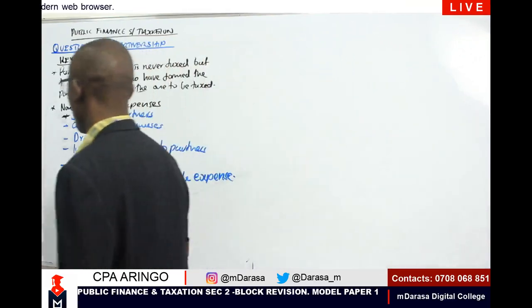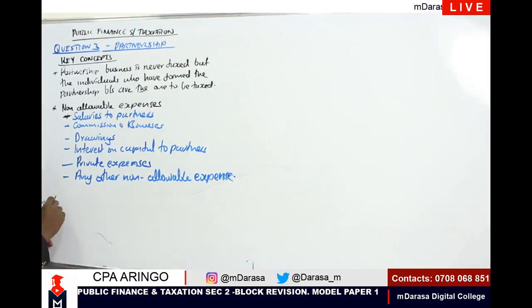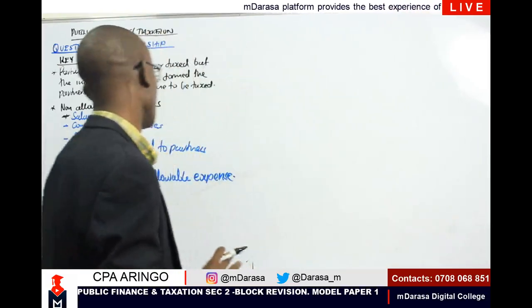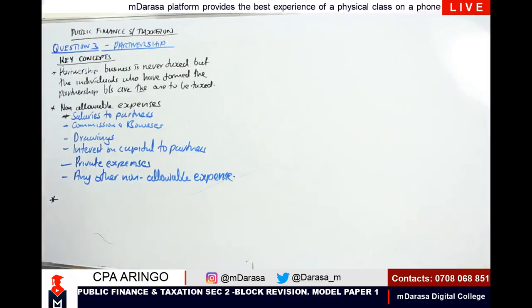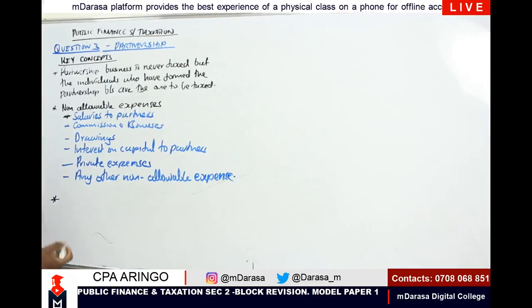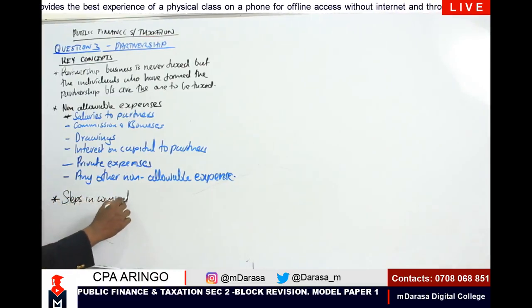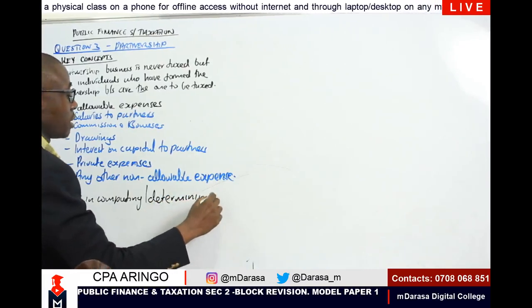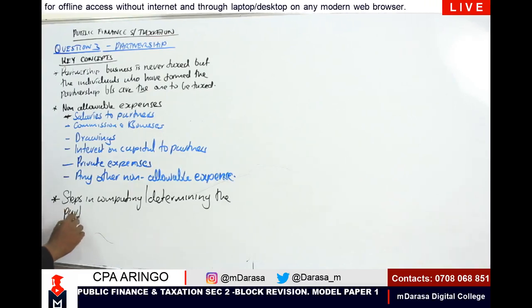Then another key element that you must always have at the back of your mind is the steps in determining the partnership income. Allowable expenses are just like any other business. It's only on non-allowable expenses that I will be introducing components like salaries to partners, commission and bonus, drawings, interest on capital to partners, and all that. Now, number three, we should be able to understand the steps in computing or determining the partnership income.